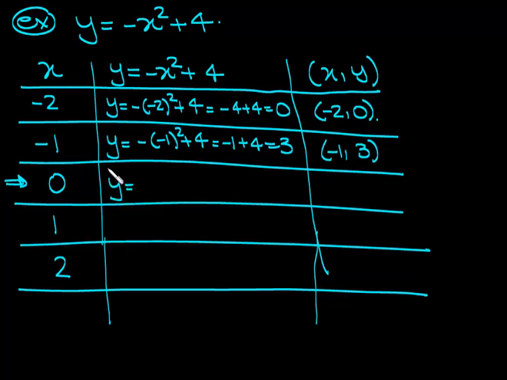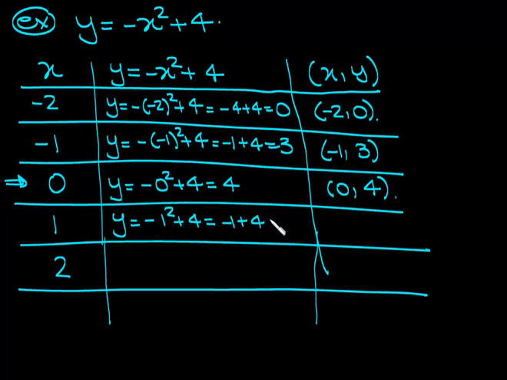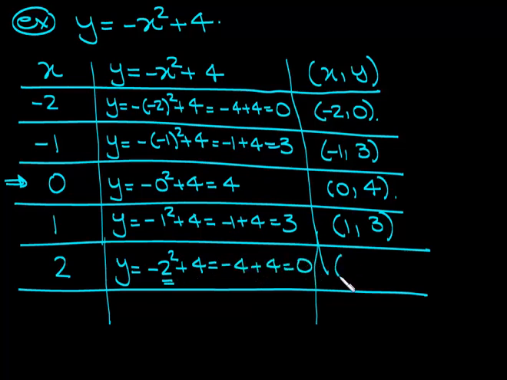Next, x is equal to 0. So we get minus 0 squared plus 4. So we just get 4. So we get 0 and 4. And when we pick 1, we get minus 1 squared plus 4. So we get negative 1 plus 4, which is 3. This is a point we did earlier. And then the last one is 2. We're squaring just the 2. Okay, so we get negative 4 plus 4, which is 0. So we get 2 and 0.